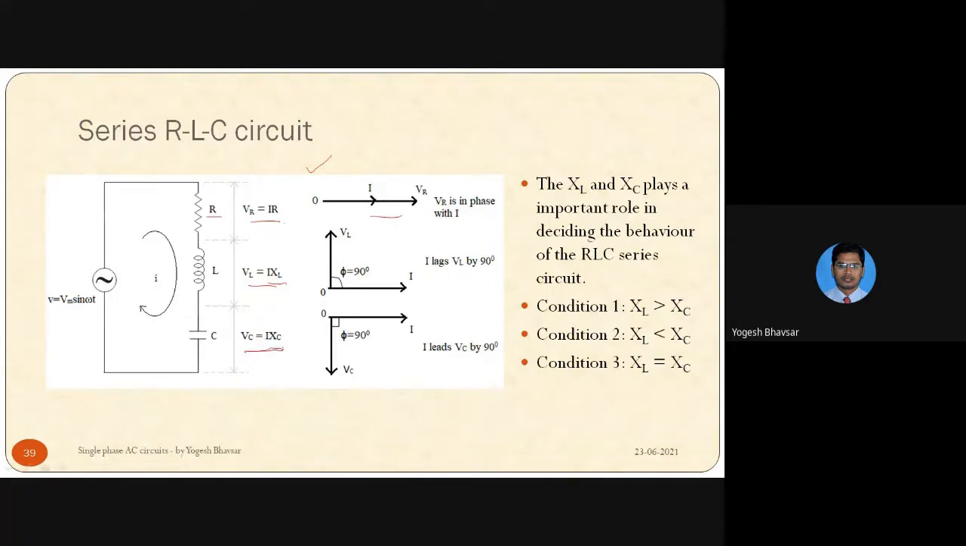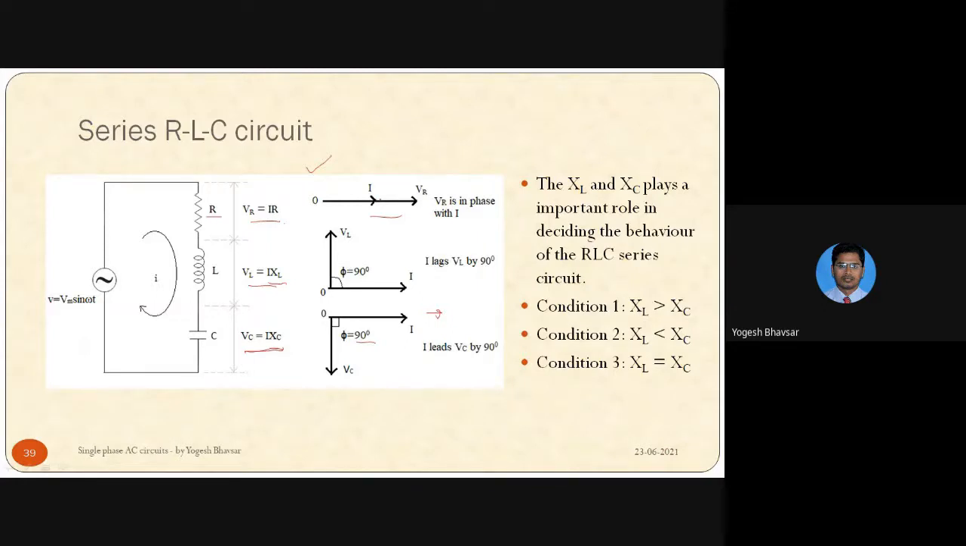And for a purely capacitive circuit, we know that the current is leading the voltage by 90 degrees. So here again voltage and current are perpendicular to each other, the angle is exactly 90 degrees, and again the current is on the horizontal axis. Now we can combine all these, so you will get the complete phasor diagram for the RLC series circuit.